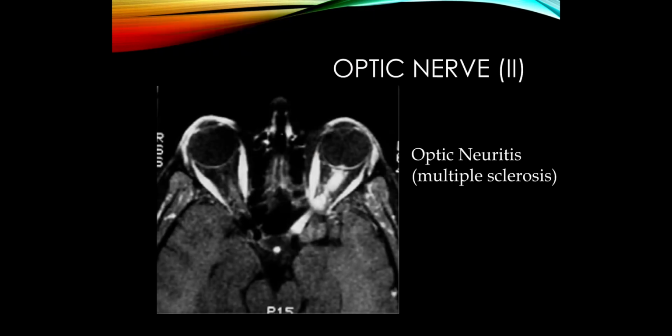A condition that involves the optic nerve is called optic neuritis. Here we can see inflammation of the optic nerve on this side compared to this side. This commonly occurs in multiple sclerosis. We have a whole hour lecture on multiple sclerosis, but the big picture is that these patients have episodes of central nervous system demyelination. The optic nerve is part of the central nervous system. Cranial nerves 3 through 12 are all part of the peripheral nervous system.